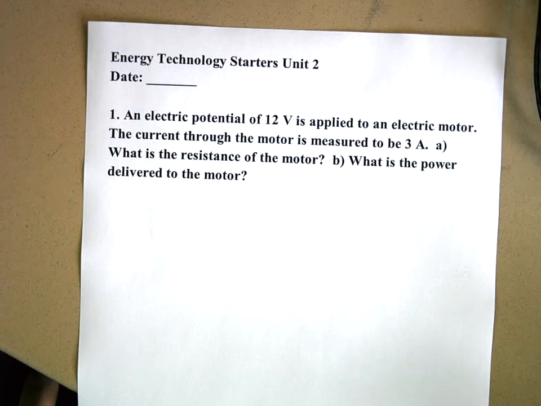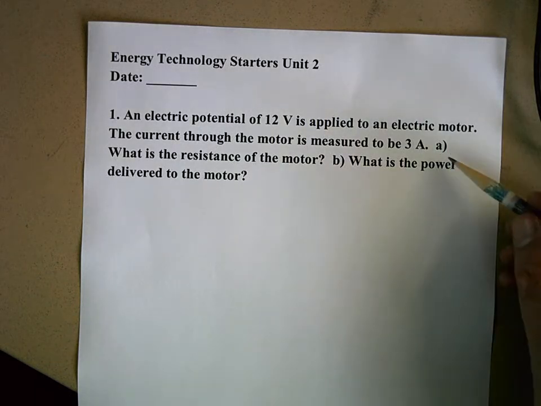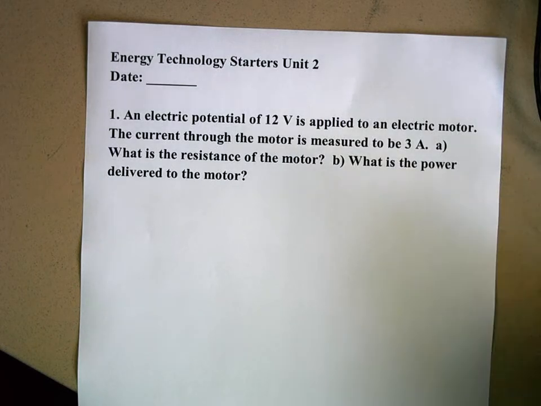Okay, so here's your starter. We got an electric potential of 12 volts applied to an electric motor. The current through the motor is measured to be 3 amps. A, what is the resistance of the motor? And B, what is the power delivered to the motor?